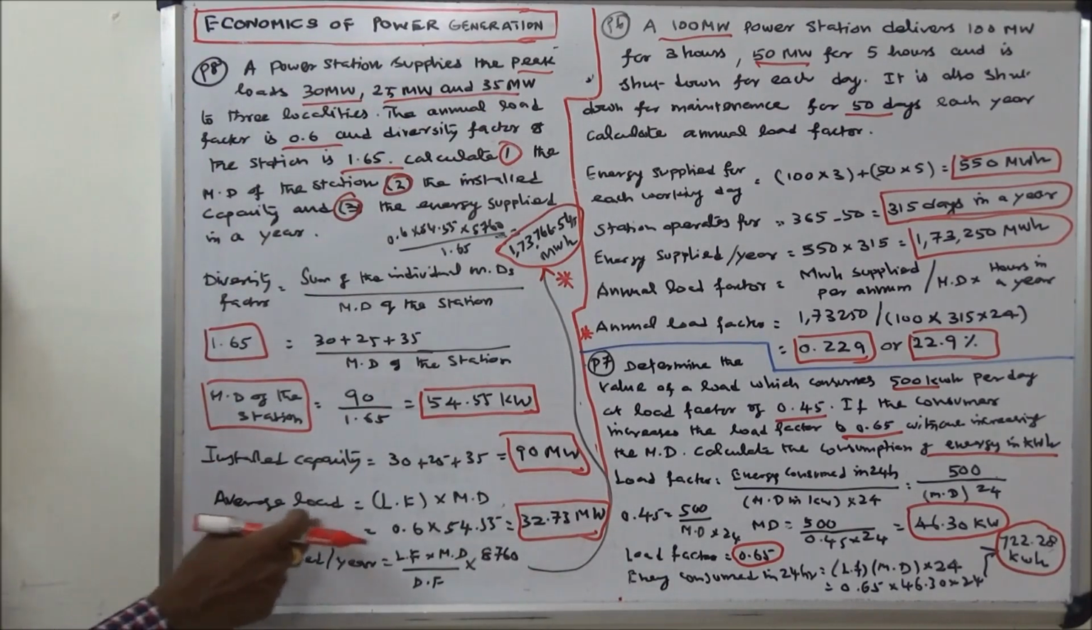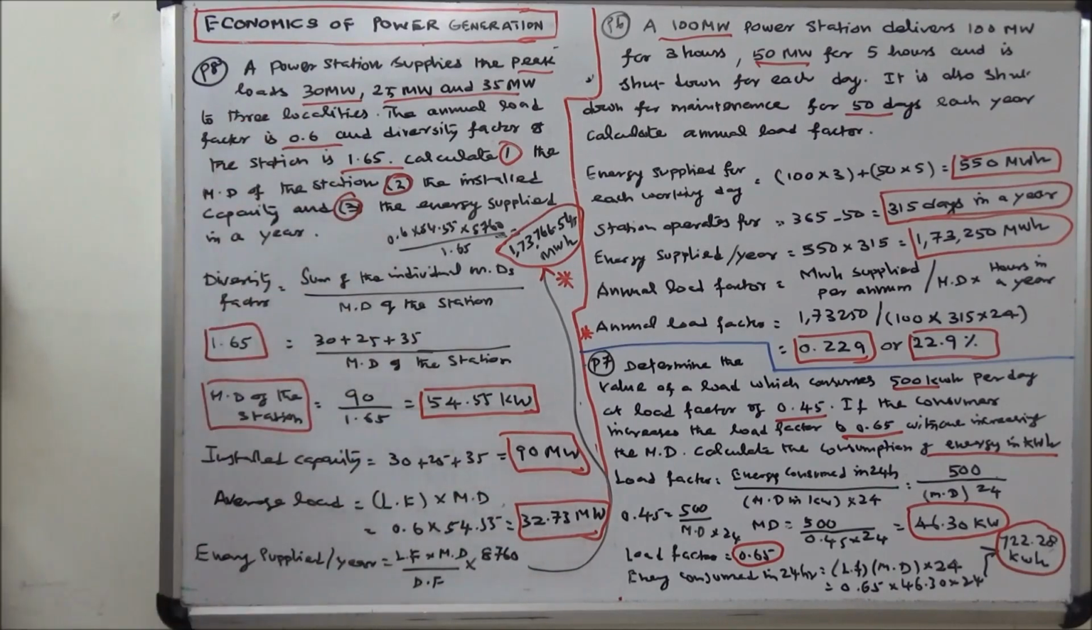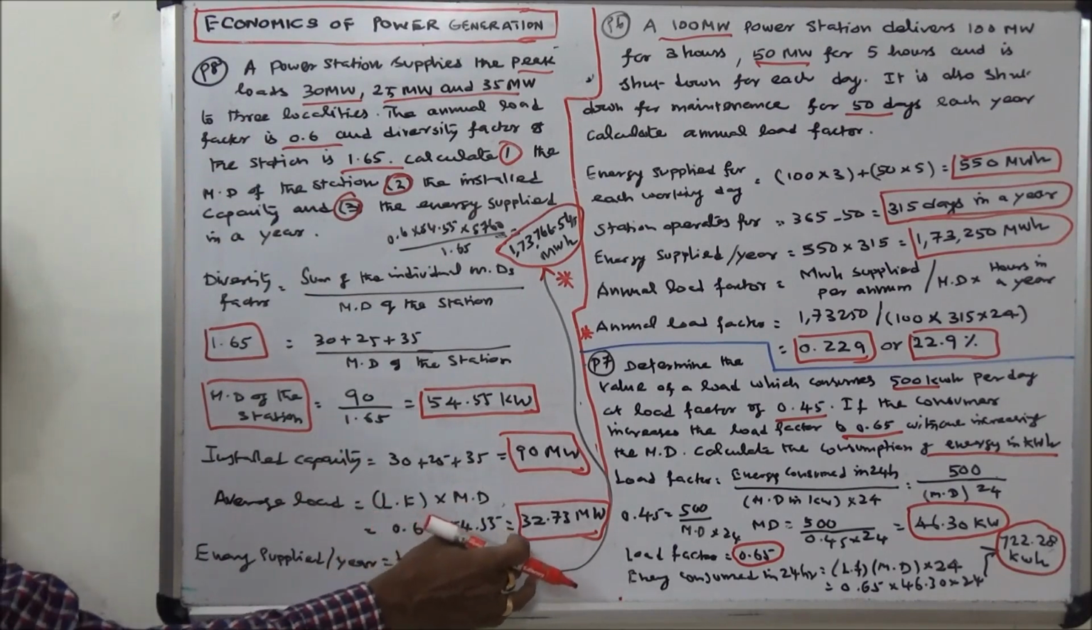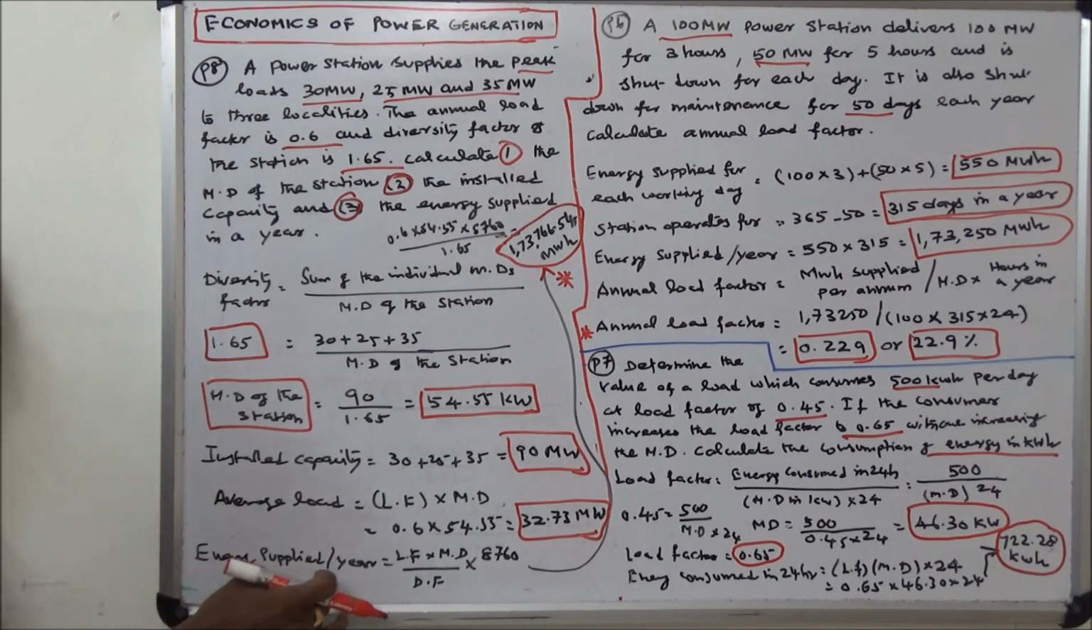Next we calculate average load, which is equal to load factor into maximum demand. Load factor is given 0.6. So 0.6 into maximum demand 54.55, that is equal to 32.73 megawatts. The last is we have to calculate energy supplied per year.